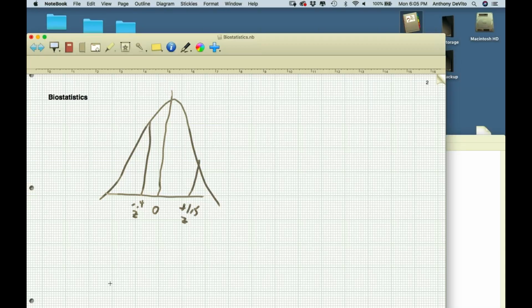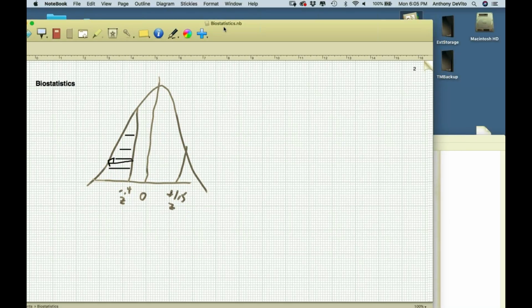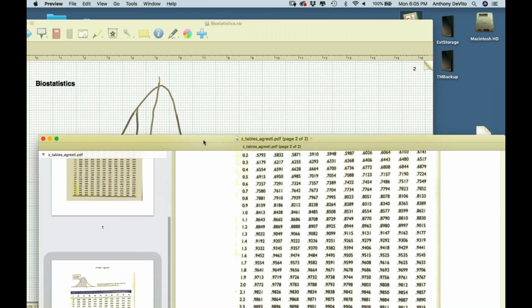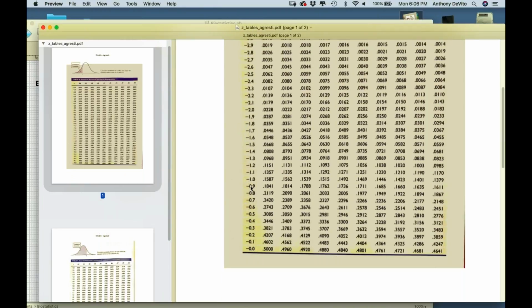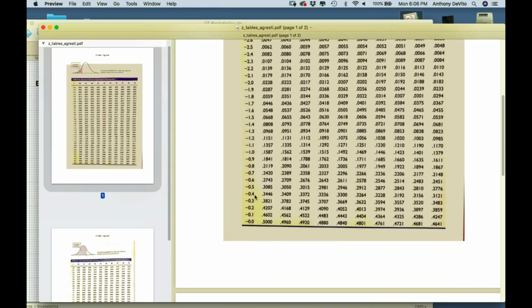Okay, good. Anybody want to give me a little bit of feedback? What's the area that's less than negative 0.4? This area here. Okay, 0.3446. Let's check that on our table. Negative 0.40, 0.3446. Excellent. Good.